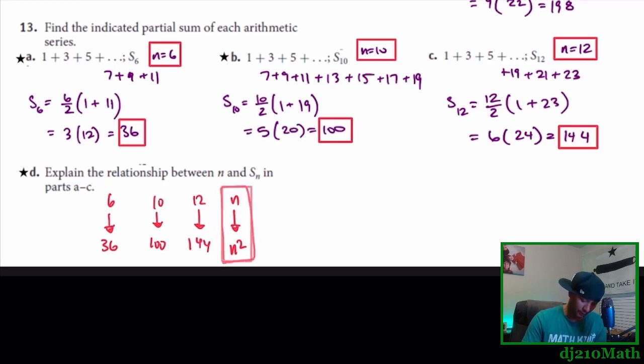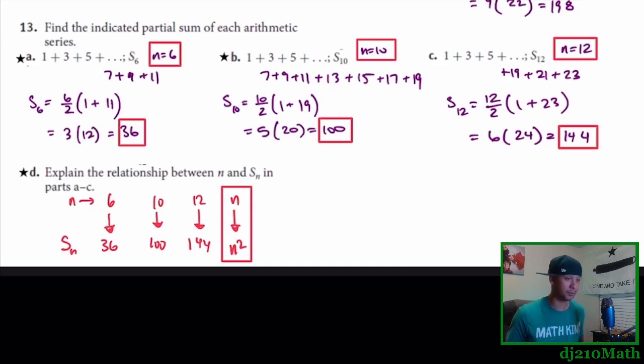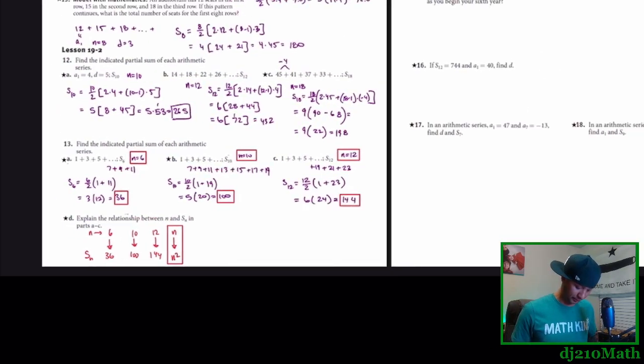Right, so if it was the same pattern and I wanted the 13th term, well then 13 squared would be 169. So that's the relationship between n and S sub n, right? If this was n and this was S sub n, the sum of the first n terms. Okay, that's kind of interesting.